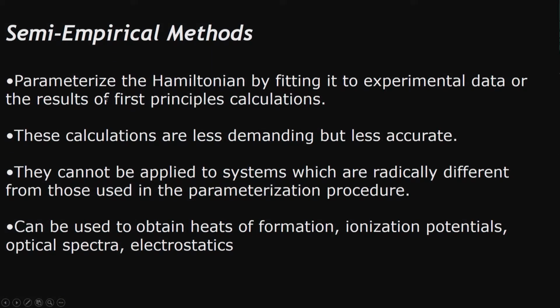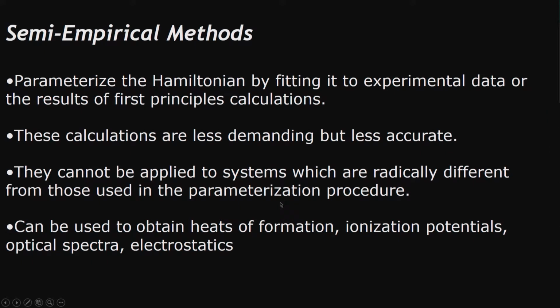So, semi-empirical, you have a lot of parameters, just like in our force field molecular mechanics, we parameterize many things. So, semi-empirical methods parameterize the Hamiltonian by fitting it to the experimental data or the results of the first principle, that means ab initio methods. So, these calculations are less demanding but less accurate. They cannot be applied to systems which are radically different from those used in the parameters.